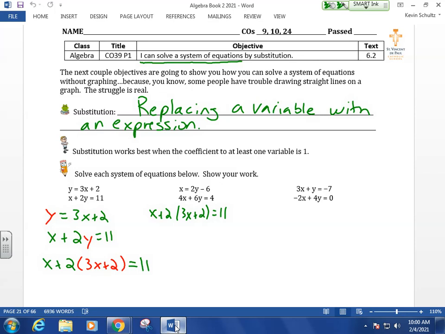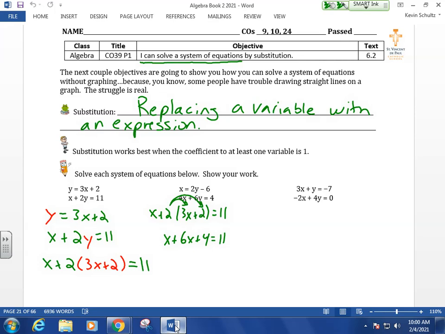What's my first step, Caleb? The distributive property, right? All the way back to PO10, where we talked about multi-step equations. I've got parentheses, so I'm going to have to distribute my 2 into the parentheses, and that gives me x plus 6x plus 4 equals 11. Because 2 times 3x is 6x, and 2 times 2 is 4.